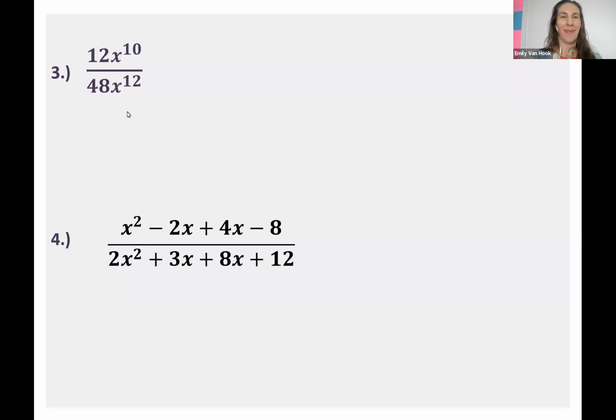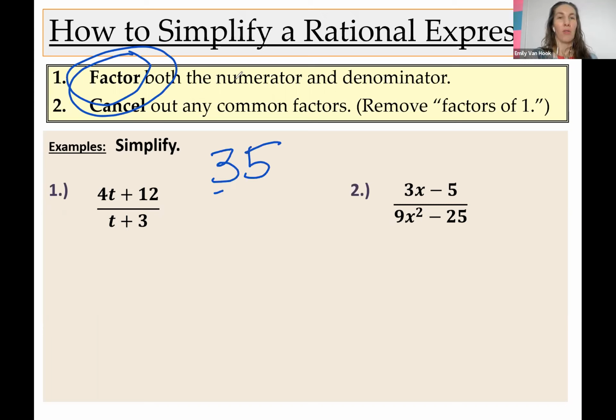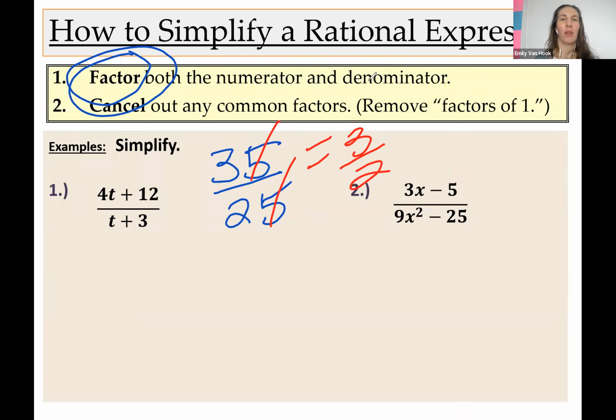Until you factor. Okay, so we have to factor first. For example, let's say you had something like 35 over 25. What if a student asked me, can I cross out the 5s? Like this. This is wrong, but watch. So now my answer is 3 over 2. No, that's not how that works, right? 35 and 25 do have a common factor of 5, but you're not literally crossing out the 5 in the ones place. You're factoring the 5 first. You're dividing by 5. So that's wrong.